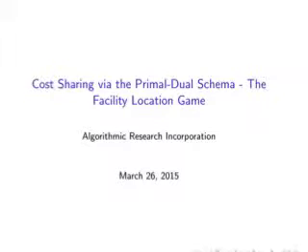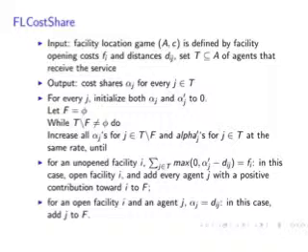The facility location game. We now turn to our second example, the facility location game, and let's observe how the standard primal-dual scheme for this problem fails to satisfy cross-monotonicity.